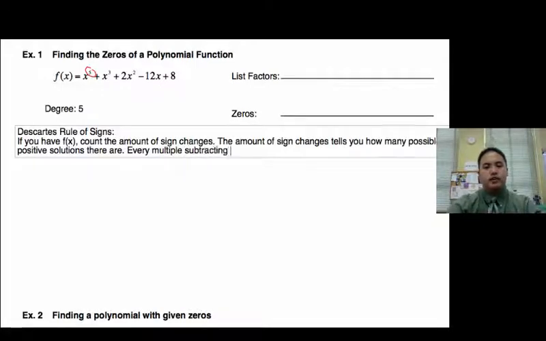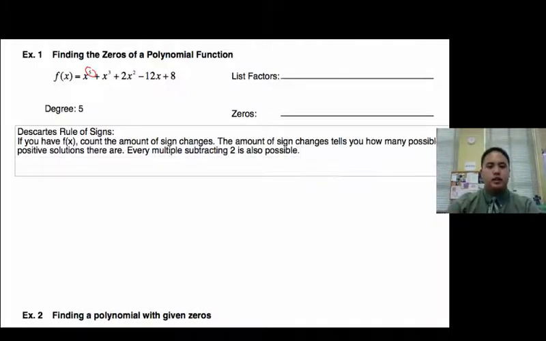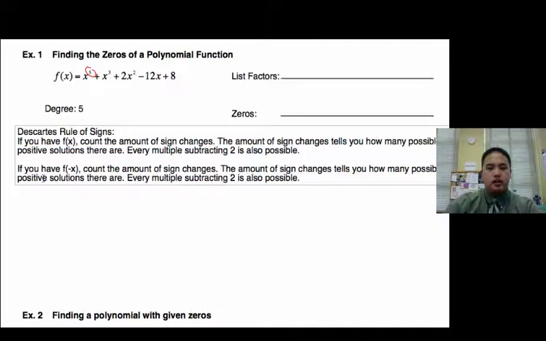Subtracting 2 from that number is also possible. That might make sense to you, but if I give an example, it'll make more sense. In reverse, if I plug in a negative x, so if you have f of negative x, count the number of sign changes. The number of sign changes tells you not how many positive solutions there are, but how many possible negative solutions there are. Every multiple subtracting 2 is also possible.